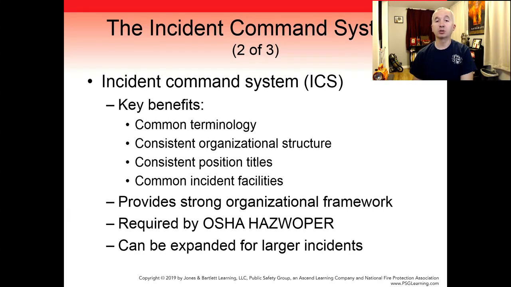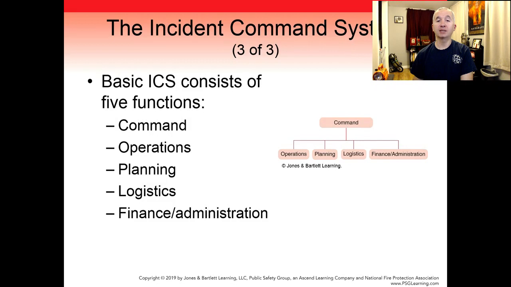The key benefits include common terminology, consistent organizational structure, consistent position titles, and common incident facilities. It provides a strong organizational framework on which to lay the operational goals and objectives. It is required by OSHA Hazmat for all hazardous materials incidents. It can be expanded to handle any incident of any size and complexity. The basic ICS consists of 5 functions: command, operations, planning, logistics, and lastly, finance and administration.